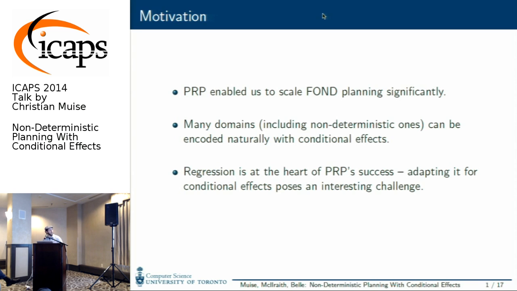And the reason why we didn't do conditional effects is because regression, this one technique that we rely heavily on to be so successful with PRP, is at the heart of PRP's computational core. So adapting it for conditional effects back in 2012 was daunting, but now it's new and exciting and fun for us to think about how we can do it. So we do have a nice solution here, but it could be much better, and I'm open to ideas if people want to come talk to me later on.